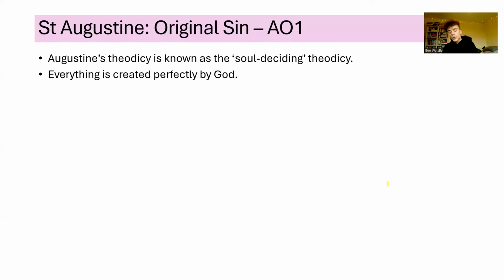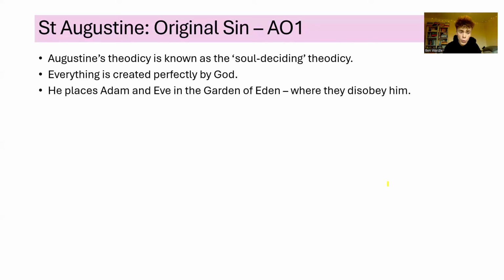Now, in order to understand his theodicy, we have to look at Genesis, the first book of the Bible, which is where Adam and Eve commit the original sin in the Garden of Eden, and that is known as the fall. And for Augustine, that is where evil and suffering enter the world, because God created everything perfectly. And this is a really important starting point. Augustine believes that God is perfect and he created a perfect world.